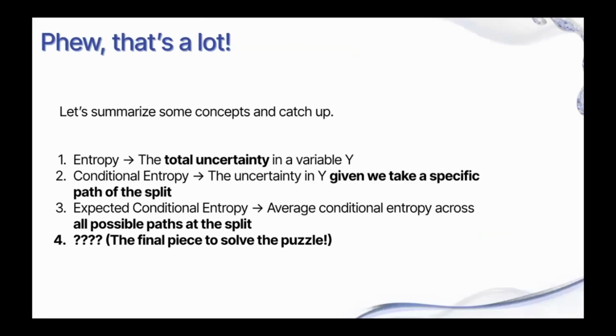So let's just summarize these concepts before we move on. Entropy, we can all agree, is the total uncertainty of the data set we have. Second, conditional entropy: what is the uncertainty if we take a specific path of the split? And then we take the sum, or weighted sum, of them. So are those three concepts absolutely clear? Because we will need to be very clear on these concepts before we move on to the final piece of the puzzle.